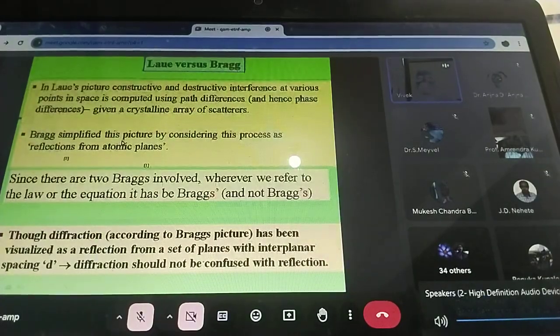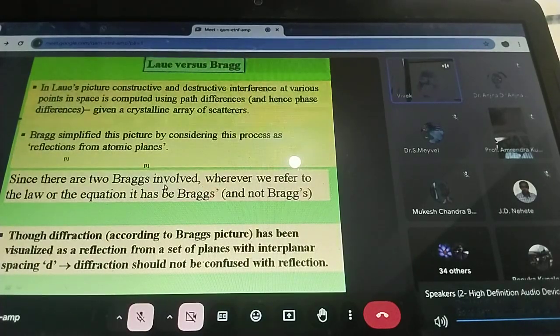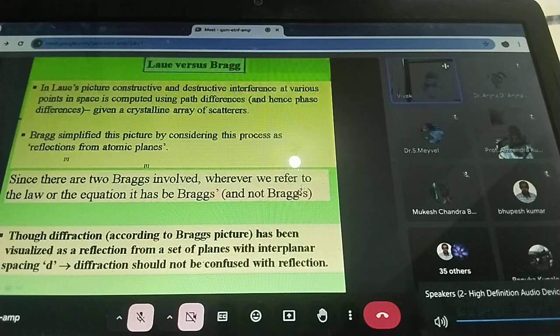Bragg simplified this picture by considering this process as reflection from atomic planes. Since there are two Braggs involved, wherever we refer to the law or equation, it has Bragg. You will see many standard books write Bragg in this way. This signifies both the brothers. When we write Bragg, it means father and son. So this Bragg signifies both father and son. I don't know whether it is father or son.